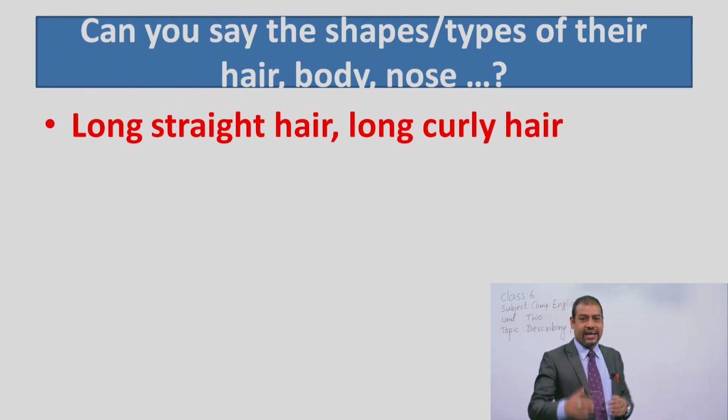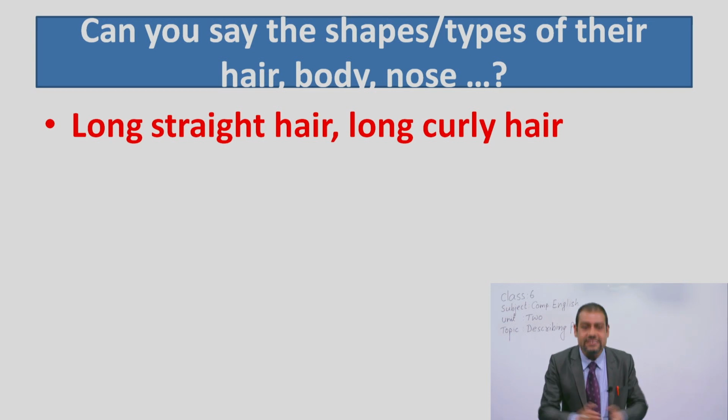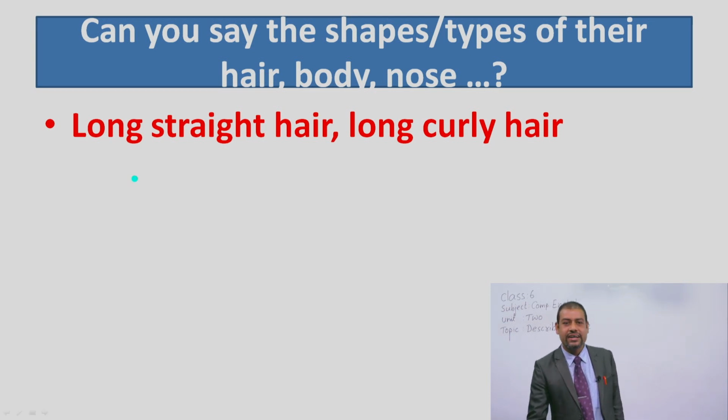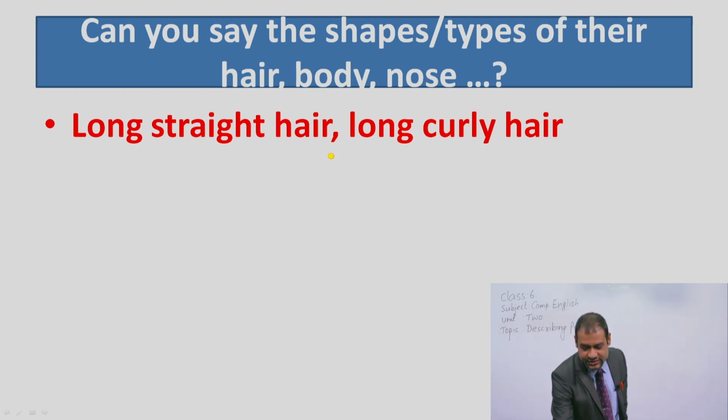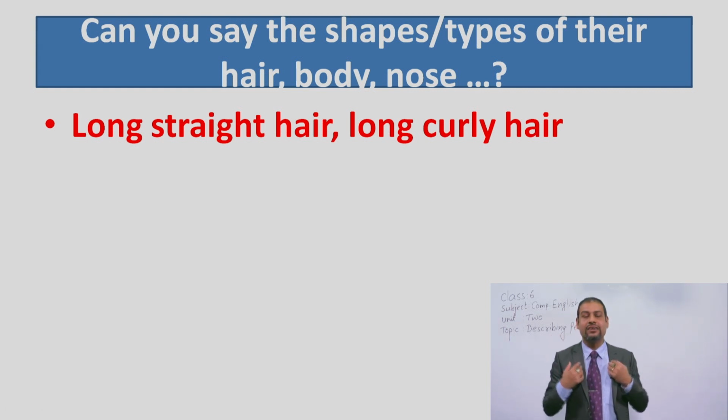You guessed. And look at what I have mentioned here. First of all, I wrote long straight hair. It means that the girl I showed you has long straight hair. And in the second picture, the man has long curly hair. These words are used to describe the hair of the girl and the man.